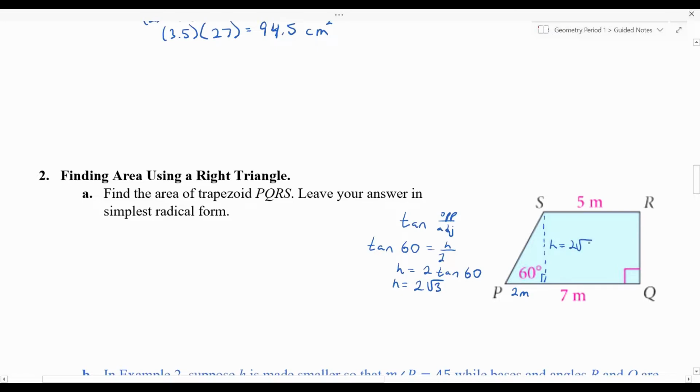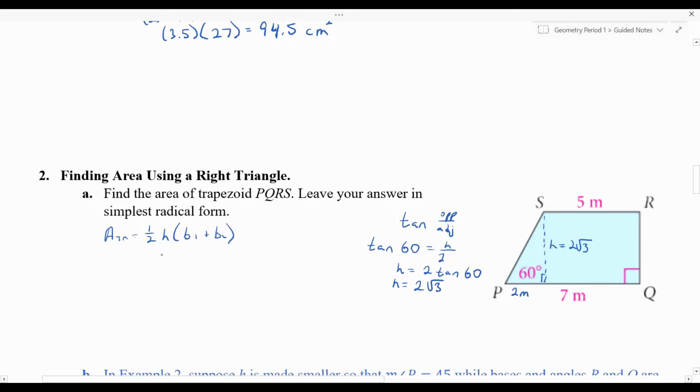2 times the square root of 3. Alright? Now we have the height. We know the measurement of our bases. We can go ahead and use our area of a trapezoid. And the area of a trapezoid, again, is 1/2 the height times the sum of the bases, base 1 plus base 2.